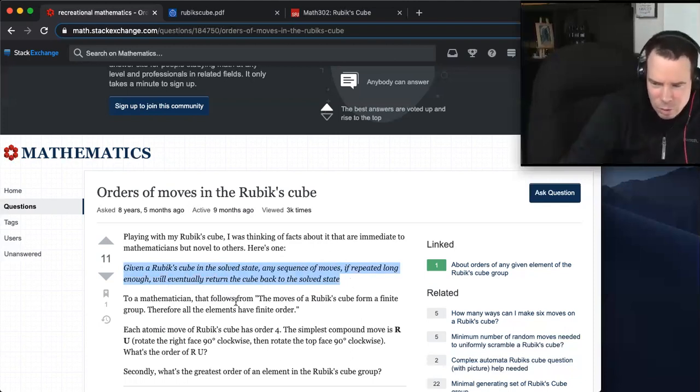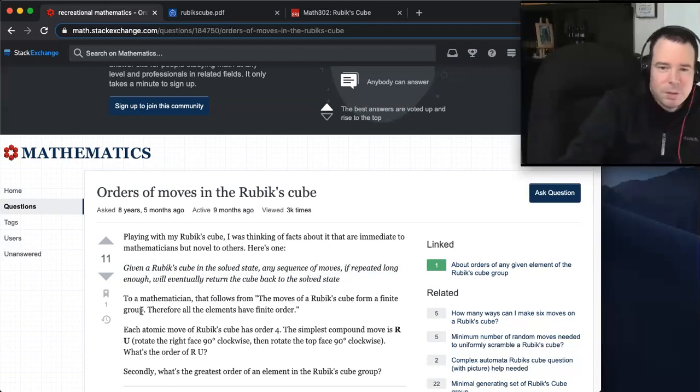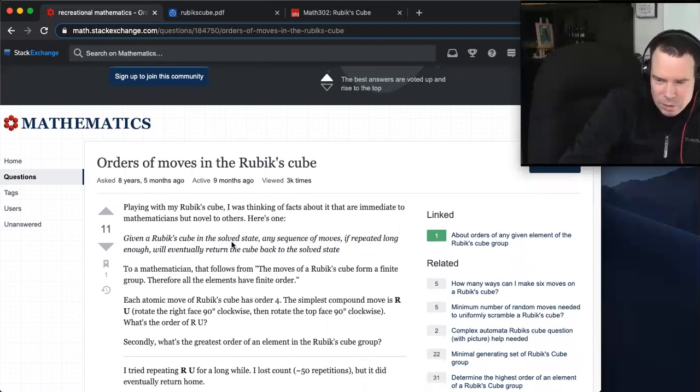And so then it goes on to say, to a mathematician, which is now all of us, would read this as follows. The moves on a Rubik's Cube form a finite group. In other words, they're part of the symmetric group, and therefore elements have finite order. So finite group, in other words, the finite collection of permutations, and elements have finite order. So that was our observation at the finiteness here. And then this person goes on to say, okay, what would be the order of RU then? So they know that if you apply RU, so turn the right face, turn the up face, and you do it over and over and over again, you eventually have to get back to where you started from.